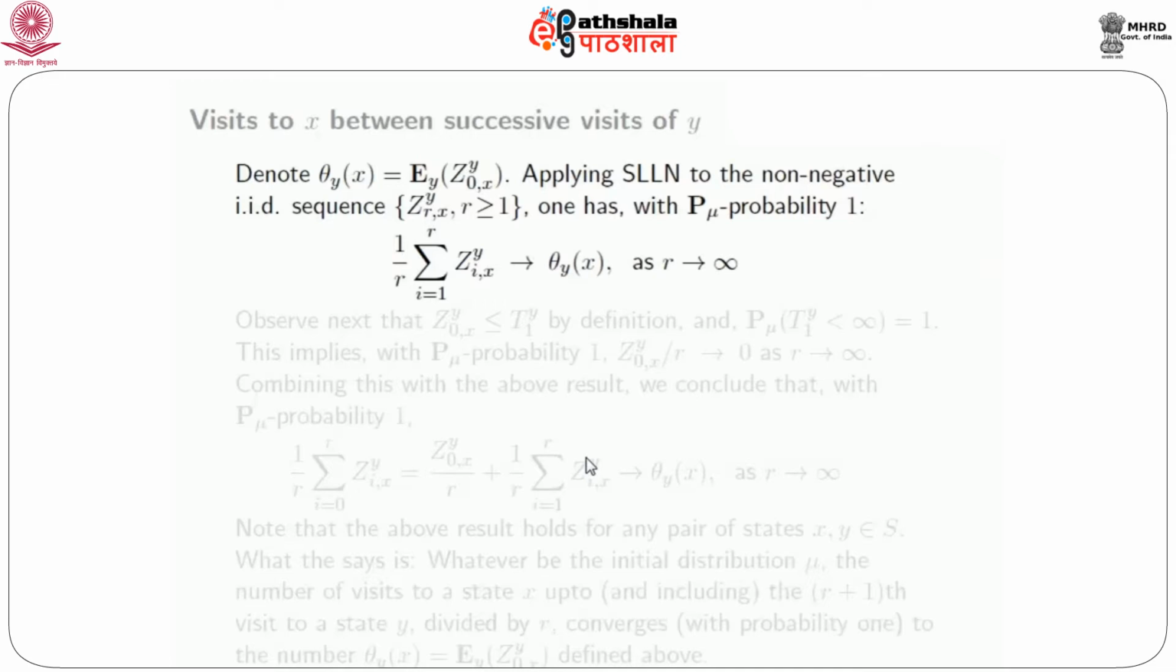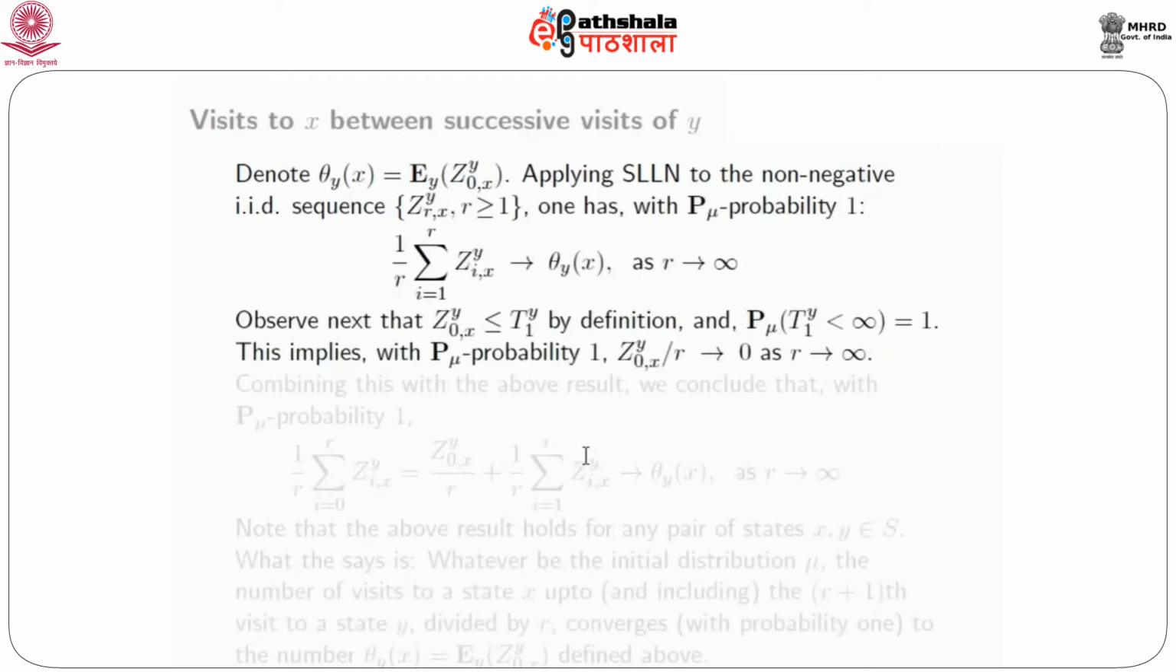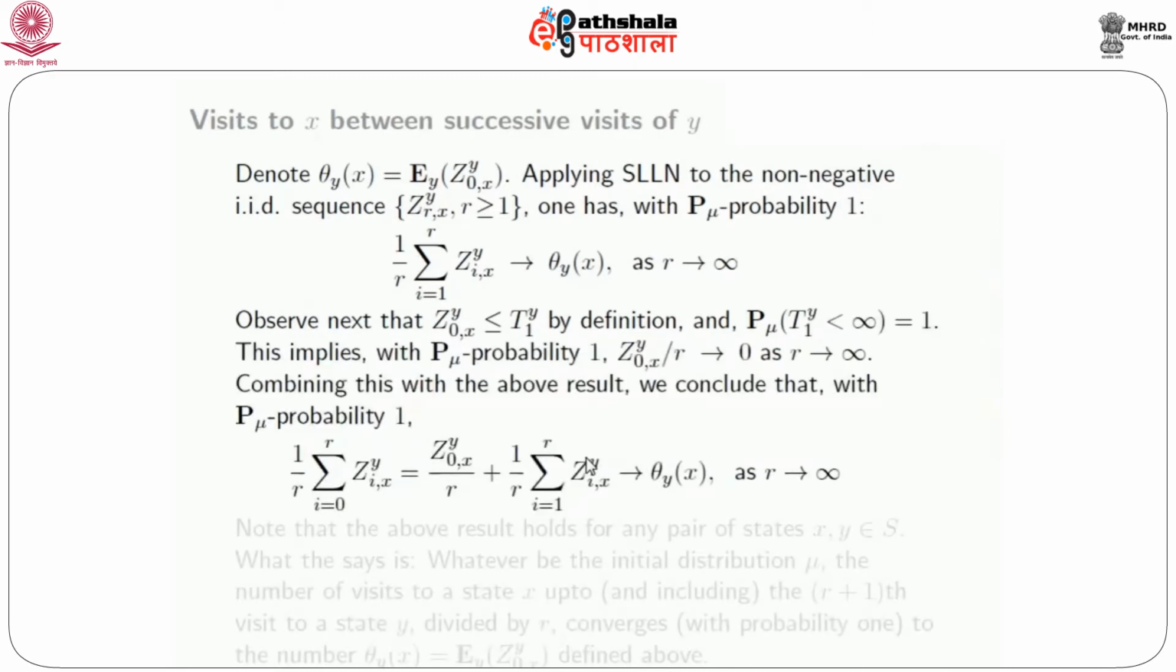Now this sum goes from I equal to 1 to r. We would like to have the sum from I equal to 0 to r, but that's a triviality. Observe that the 0th random variable z0 x y is bounded by definition by t1y, which is actually finite with probability 1 under p mu. So if you divide that one single random variable by r and let r go to infinity, then with probability 1 that goes to 0. So there is no harm in adding that one extra term. So combining this with the earlier result, we actually get 1 over r times the sum from 0 to r now goes to the same limit theta y x as r goes to infinity with probability 1, p mu probability 1 for every mu. Note that y was arbitrarily fixed originally, and now we have fixed another state x arbitrarily.